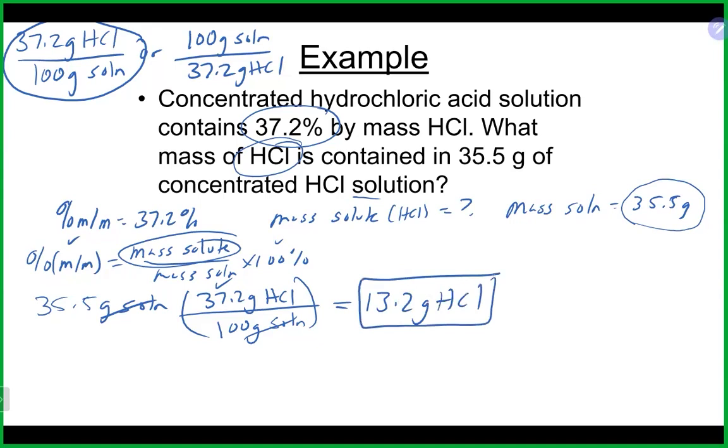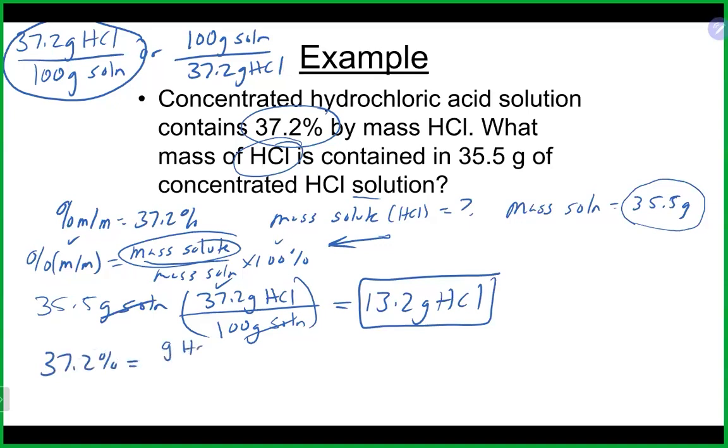By the way, that is the exact same math you would do if you just plugged it into the equation as well. But if you can't remember the equation, you could turn that percentage into a conversion factor and just kind of get rid of the units you don't want and keep the units that you do want. Any questions on that?